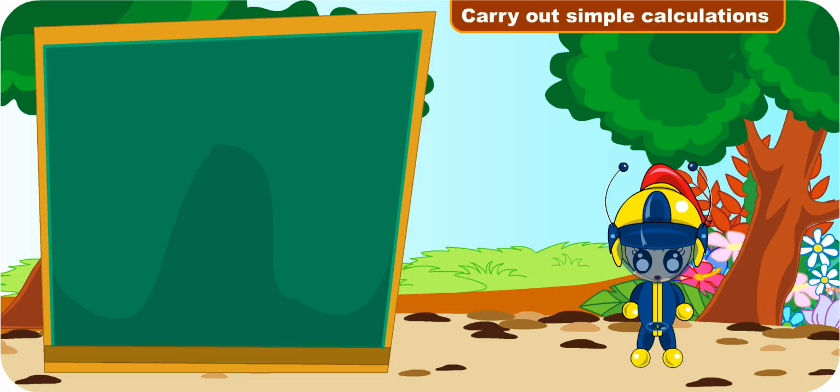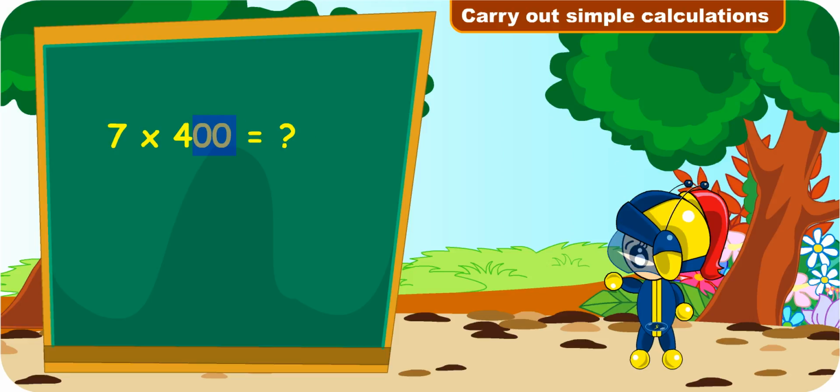What about 7 times 400? I ignore the 2 zeros at the back of number 400 first and take 7 times 4. I get 28. Then I write the 2 zeros behind 28 and get the answer to 7 times 400, which is 2800.